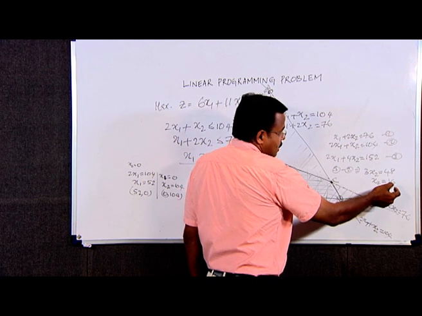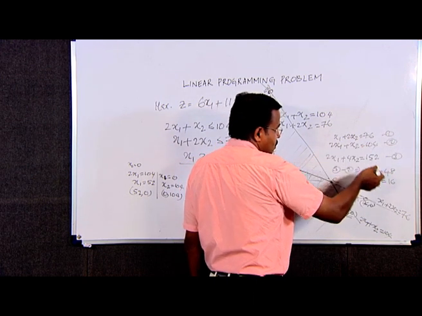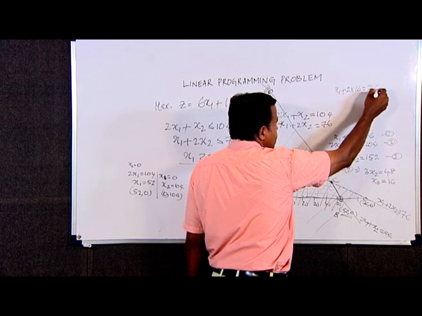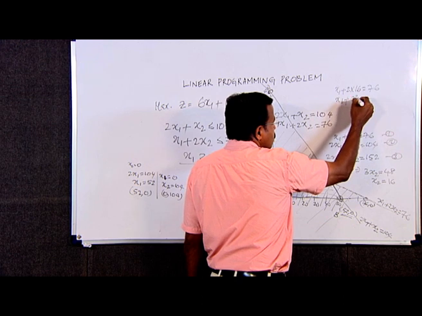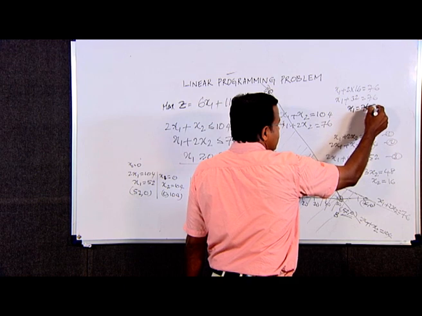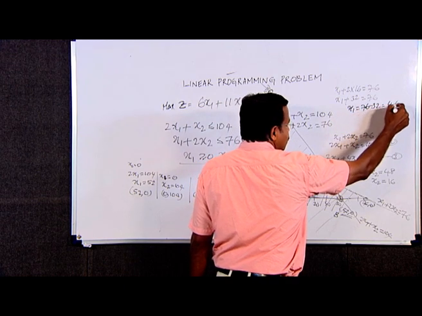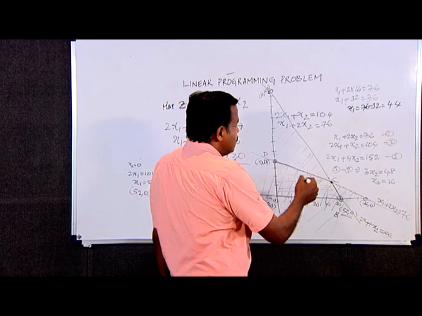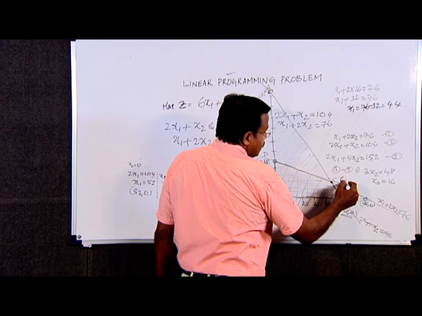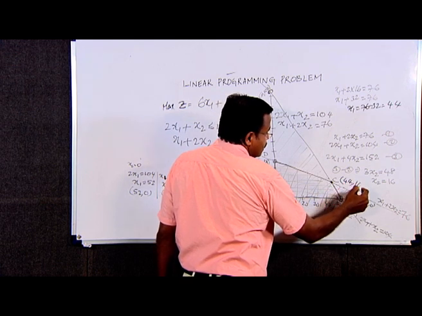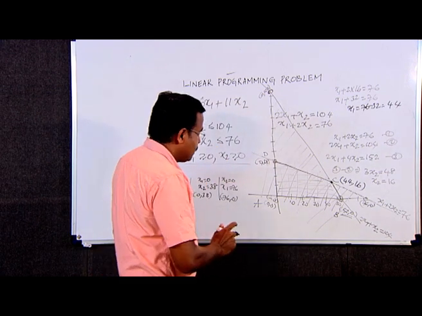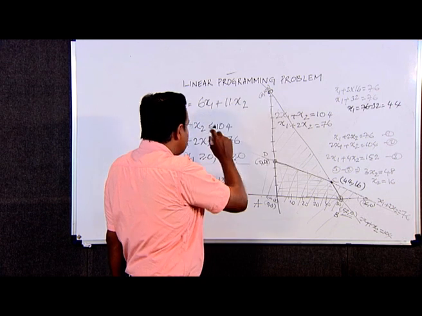Substituting this value of x2, 16, in equation number 1, we get x1 plus 2 into 16 equal to 76, that is x1 plus 32 equal to 76. This gives x1 equal to 76 minus 32, that is 44. So, the coordinates of the vertex C are x coordinate x1 equal to 44 and y coordinate 16, that is 44, 16.